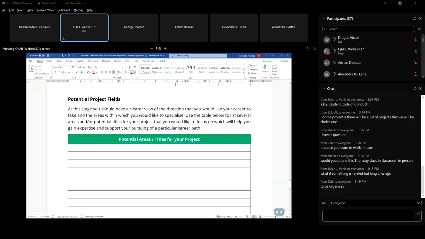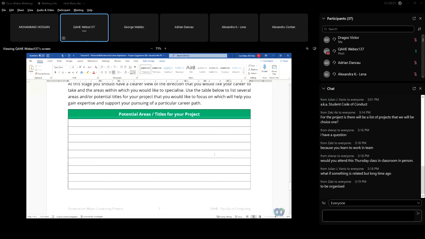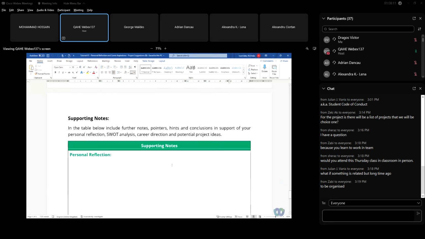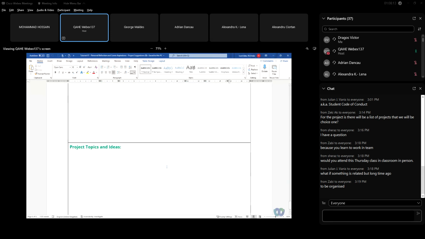Potential project fields. Now you've done all that, you've reviewed and reminded yourself who you are, what you are, your strengths, your weaknesses, then put down some indicative topics that you can look at and let them grow in you, right? And then at the back, some supporting notes.